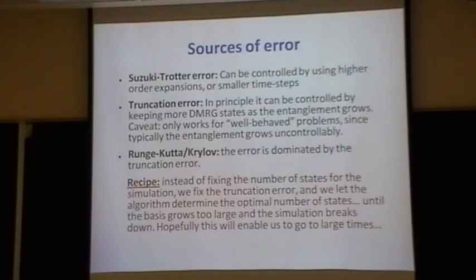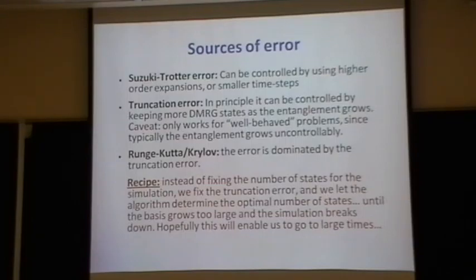Then in the Krylov approach, which is the time targeting scheme that I described before, the error is definitely dominated by the truncation error. Of course, you have an error in tau, but this is very, very small. So the main source of error is the truncation.